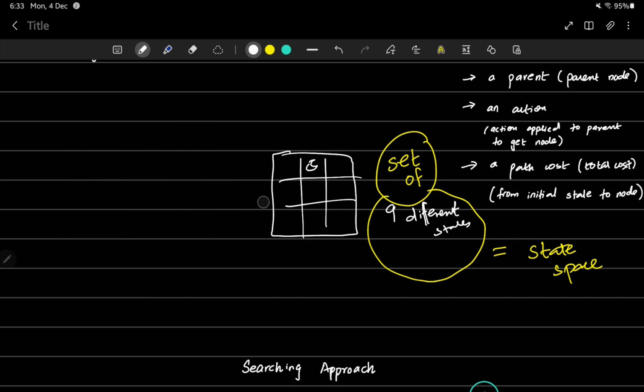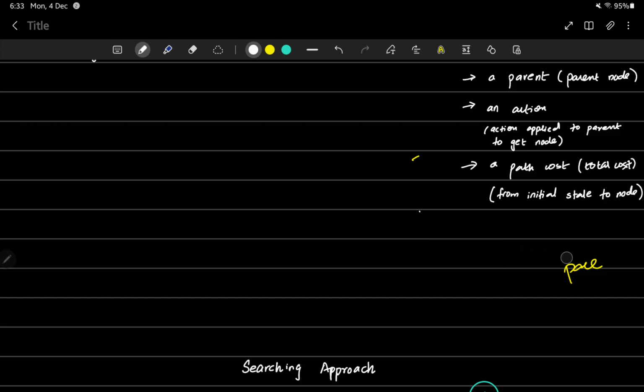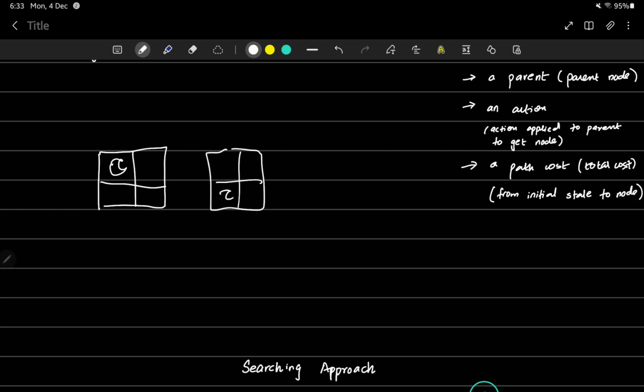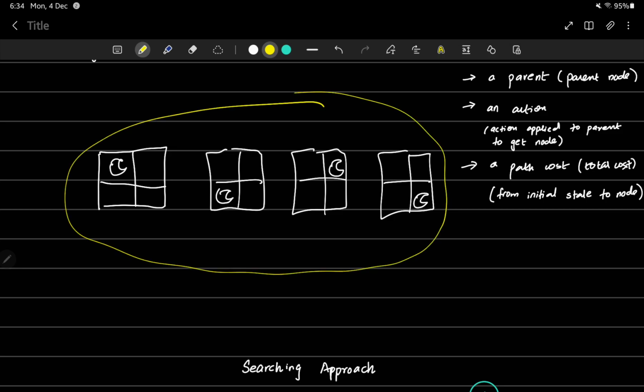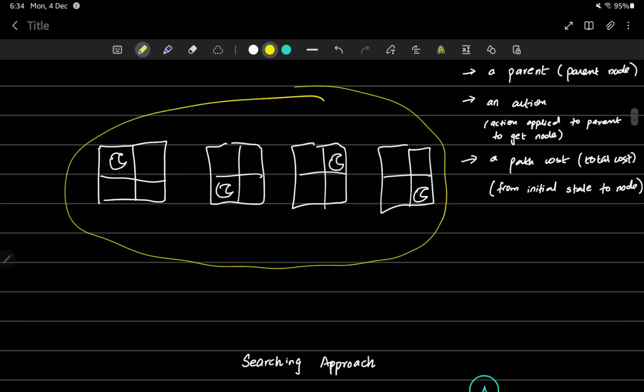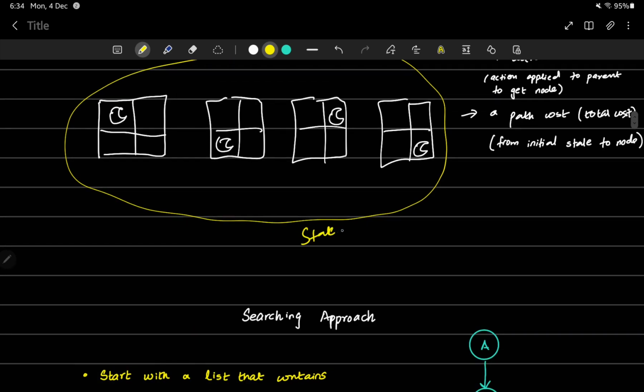But if I give you another very short example, let's say we have a 2 by 2 grid. So an agent can be here, the agent can be here, the agent can be here, and an agent can be here, right? So these are the 4 different states possible. So the set of all these possible states is called state space.